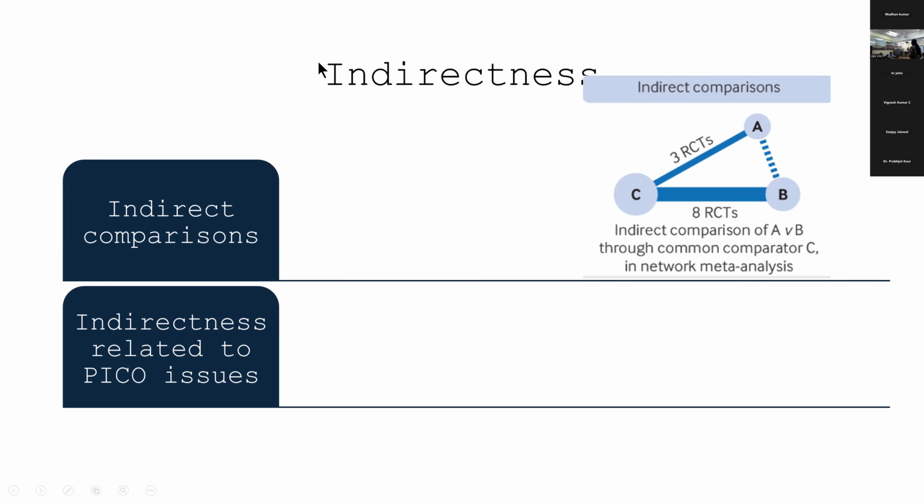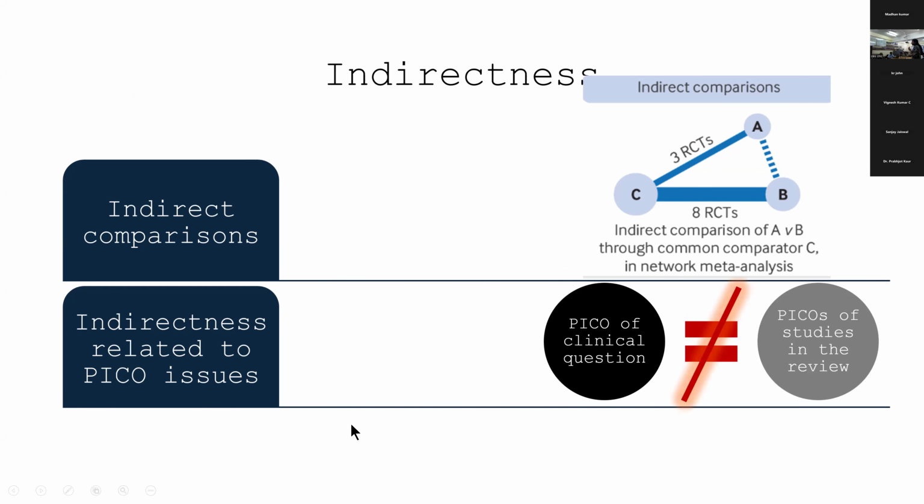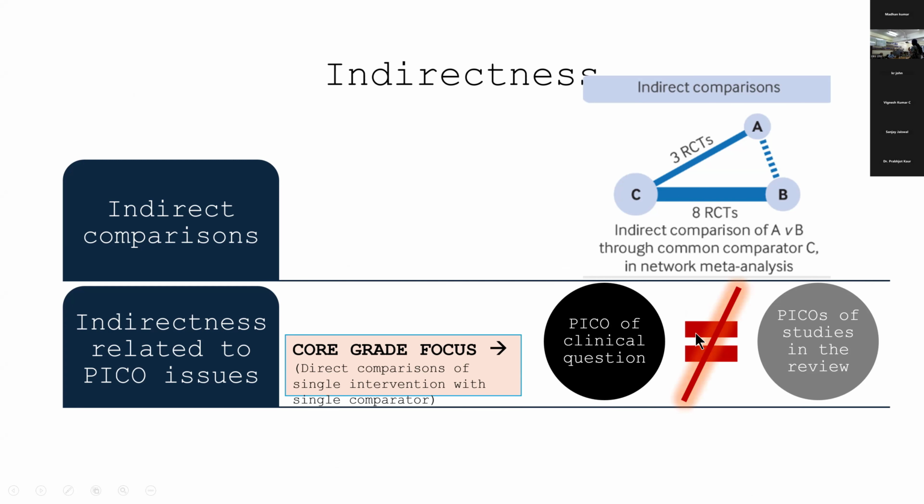This is what has been employed for more than 15 years in network meta-analysis, where they look at multiple interventions and multiple comparators. The other indirectness is when you have a specific target PICO for your clinical question, but none of the studies in your review actually match your target PICO. So then you can have indirectness. Core GRADE focuses only on this type of indirectness because they're only looking at direct comparisons of a single intervention with a single comparator, and the other type is outside the scope of core GRADE. So we'll be only looking at this.